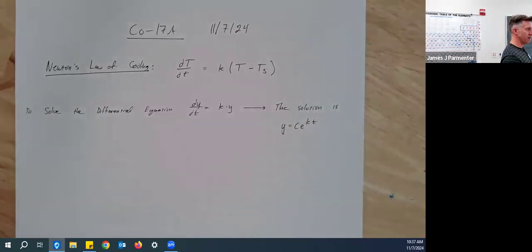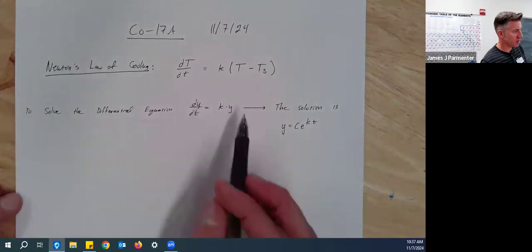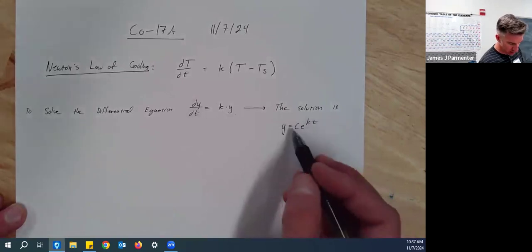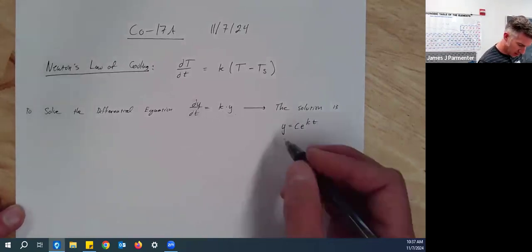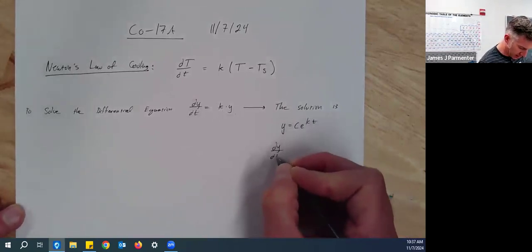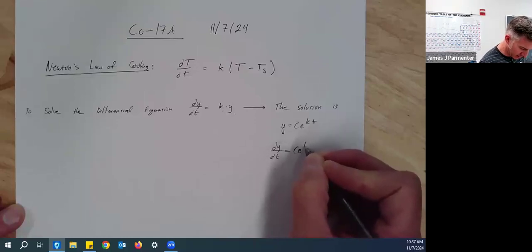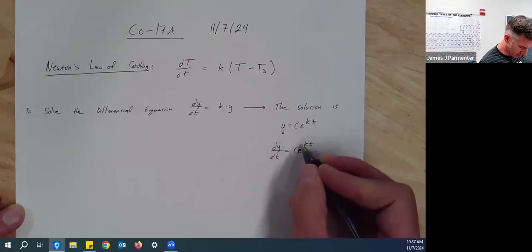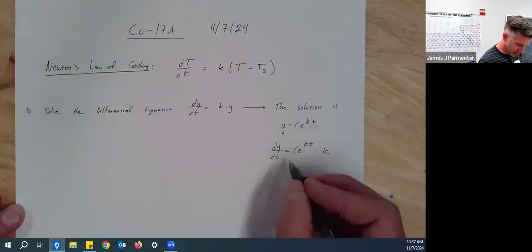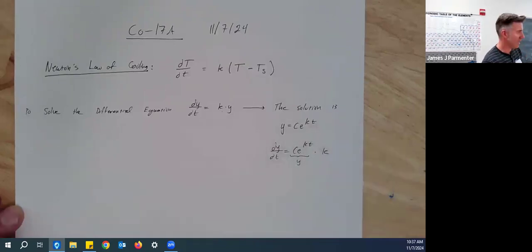Which makes some amount of sense if you think about it. If your rate of growth is in direct proportion to how many people there are, then the more people there are, the faster the growth rate is, which leads to an exponential growth model. We can even check this as a solution. The derivative of c e to the kt is c e to the kt times the derivative of kt, which is k, and that's exactly y times k, or k times y.